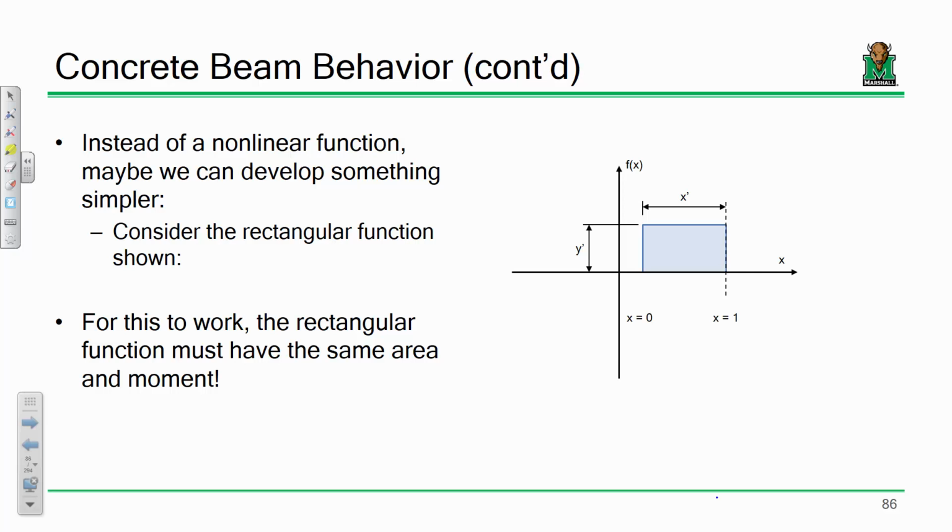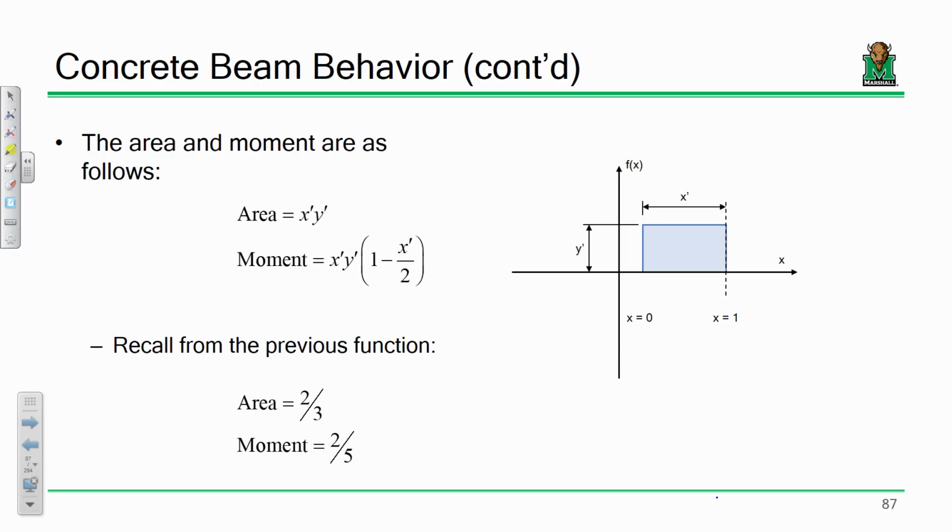In other words, here's what I want to do. Here's my beam. Can I take this weird nonlinear curve and replace it with a box? That's what I'm asking, okay? And that's what we're going to try and do. Now, what's the area of that box? Well, the area of that box is this x prime times this y prime. And the moment is the area of the box times the moment arm. And how far is it from here to the center of that box? Well, it's 1 minus half of that. Does that make sense?